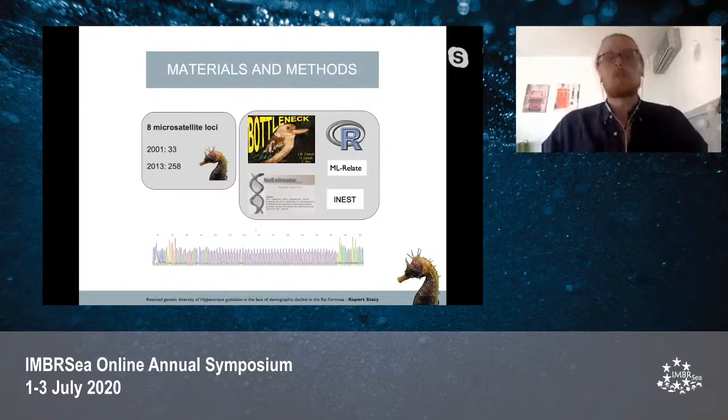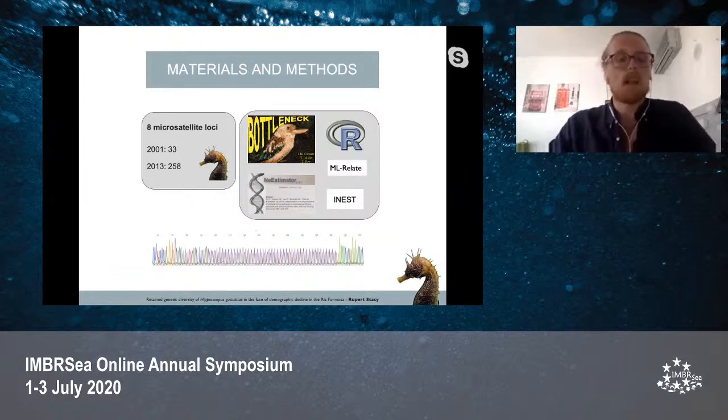My job within the thesis was to analyze and interpret the data that was given to me. After some preliminary processing, our final data set consisted of 8 microsatellite loci with 33 individuals in 2001 and 258 in 2013. From there, we used a number of software tools. We used the diversity package in R to calculate various genetic diversity indices. We used INEST and BOTTLENECK to determine whether a genetic bottleneck had taken place. We also used INEST to calculate inbreeding coefficients, using a Bayesian approach to account for null alleles, if there were any. We also used ML-relate to calculate the amount of relatedness in both years of samples.